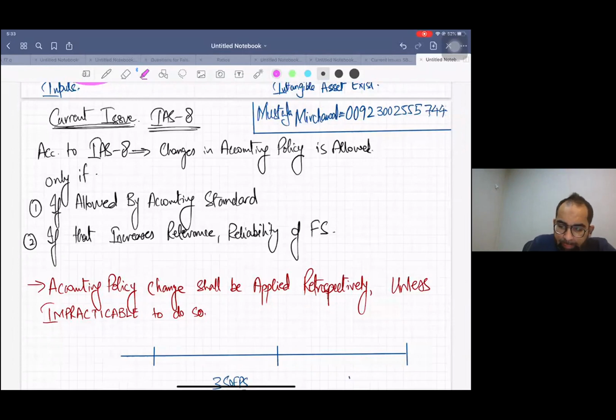I hope you remember the name of IAS 8. First of all, let's recall it. The name of IAS 8 is changes in accounting policies, changes in accounting estimates, and prior period errors. Right now, we are not discussing the second name, only the first, the change in accounting policy.